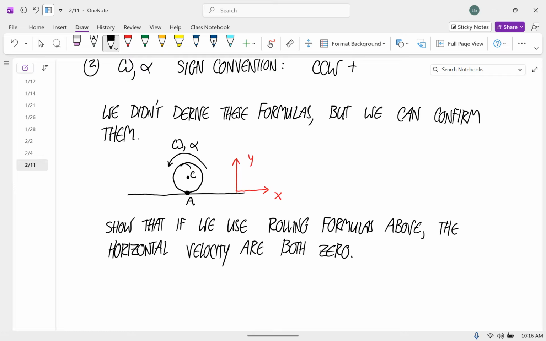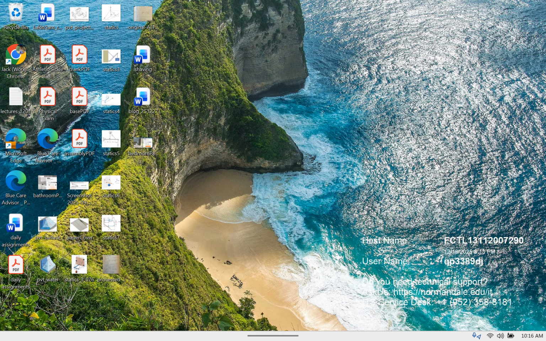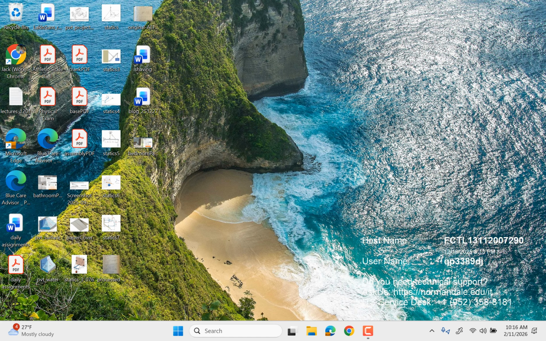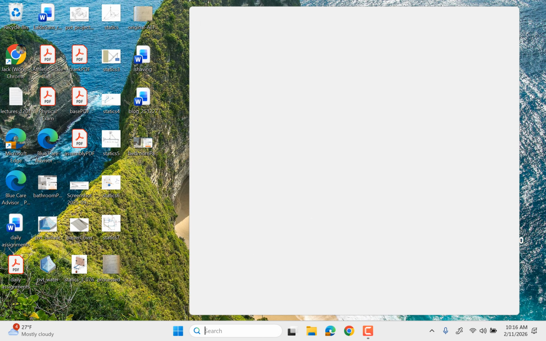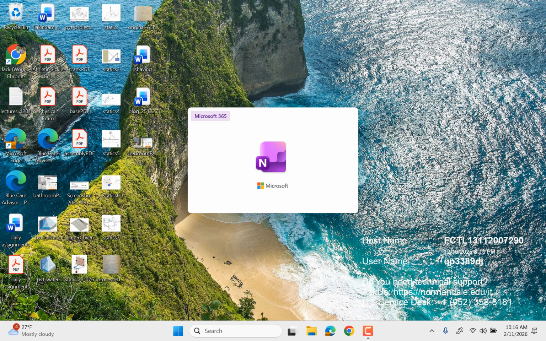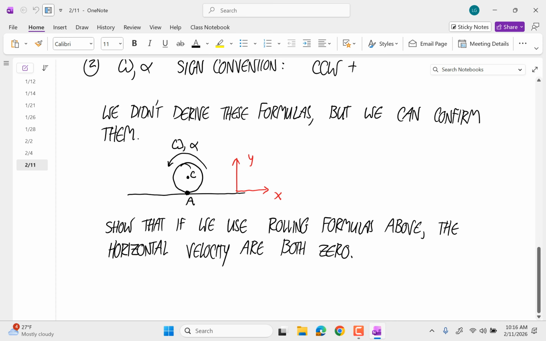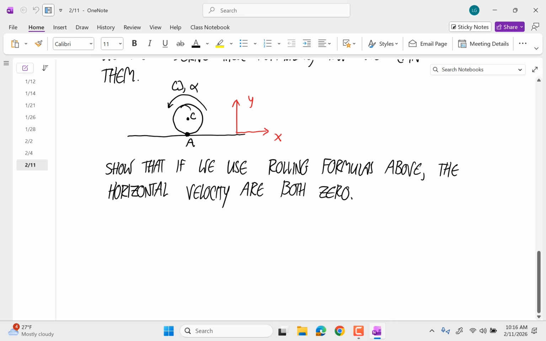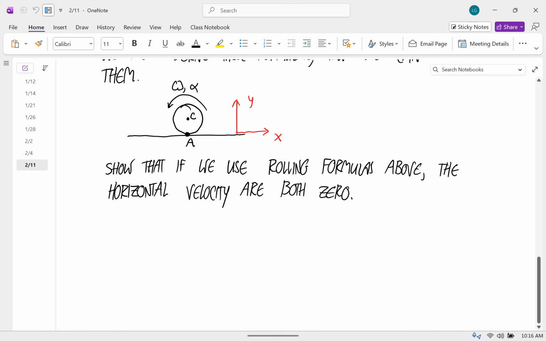Yep. So in your writing, you say proving that the horizontal velocity and the horizontal acceleration are both zeros. Oh, yeah. Thank you. Horizontal velocity and acceleration are both 0.